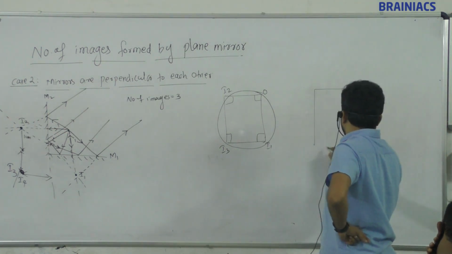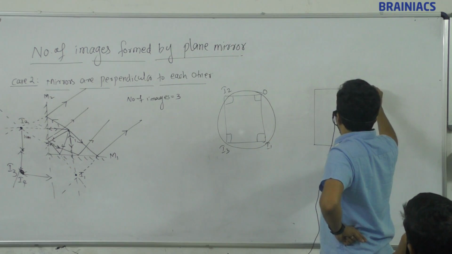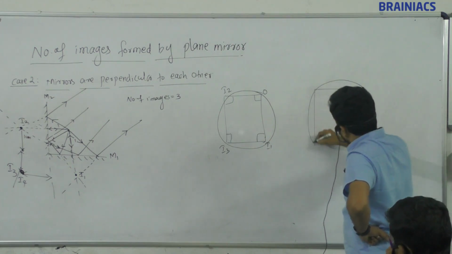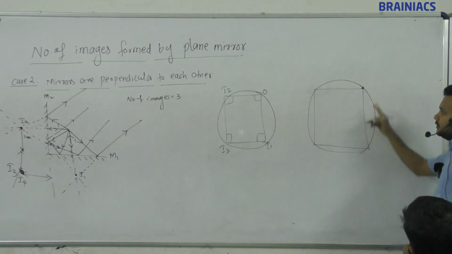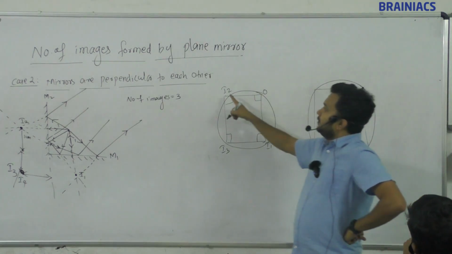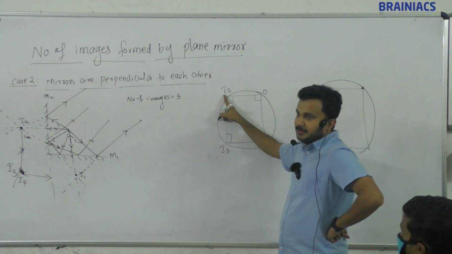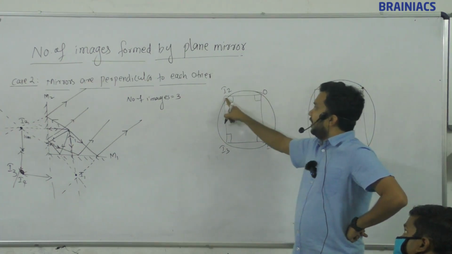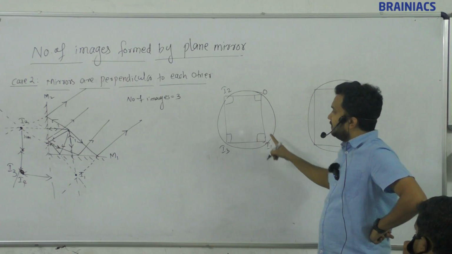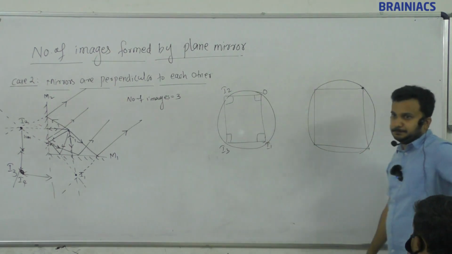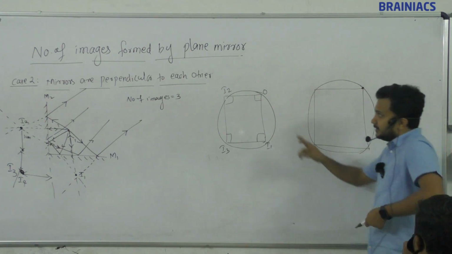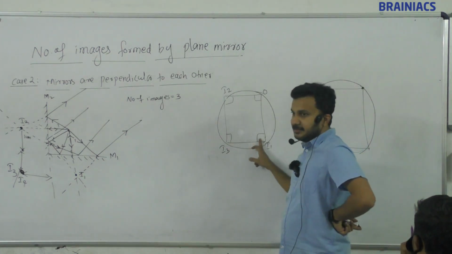I'm drawing it again. For example, this is an object, right? This is my circle. Listen very carefully. This is an object. An image will be formed exactly here. And this is I2 image, this is I1 image, and this is I3 image. All together will be forming what? All together forming means 90, 90, 90, 90, 360.